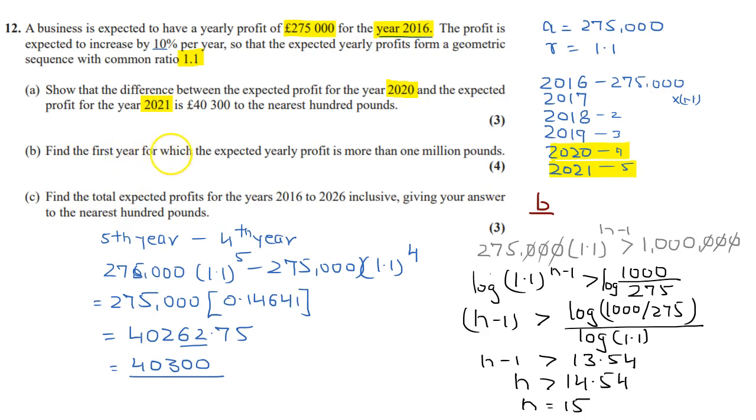Find the first year for which. So n will be 15th. It means he's not asking after how many years, he's asking the first year. So first year will be from 2016 to 15th. It will be plus 15, that is 2031. So it will be 2030.